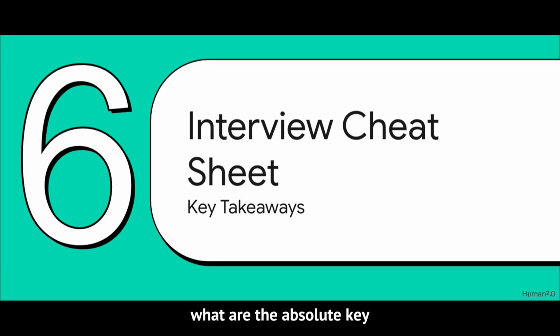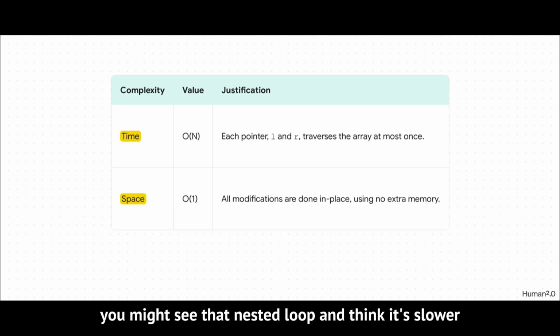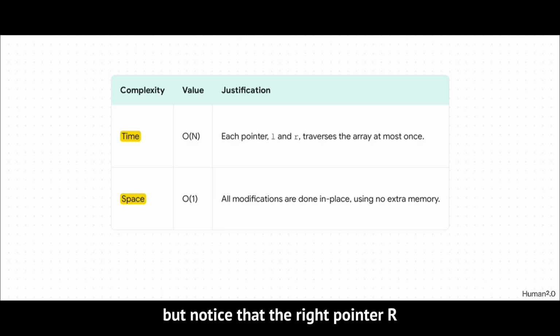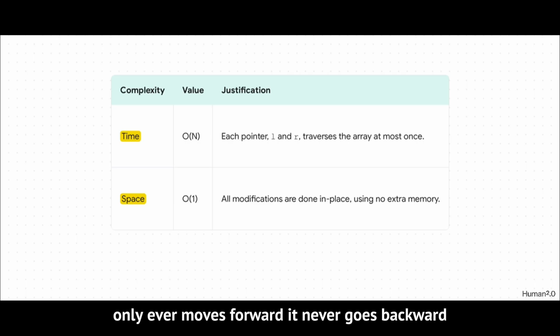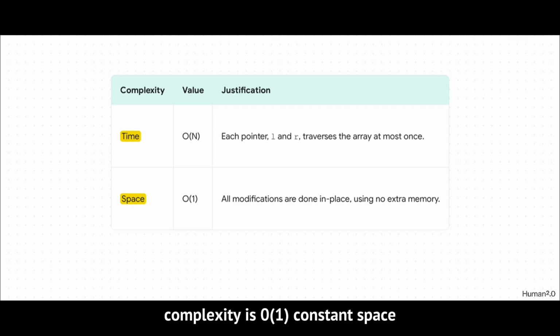All right, let's boil all this down. What are the absolute key things you need to remember from this for your next technical interview? First up, complexity. This is an O of n, or linear time solution. Now you might see that nested loop and think it's slower, but notice that the right pointer, R, only ever moves forward. It never goes backward. Between the 2 pointers, every element in the array is only touched a constant number of times. And since we do it all in place, space complexity is O of 1, constant space. That's the dream combo interviewers love to see.